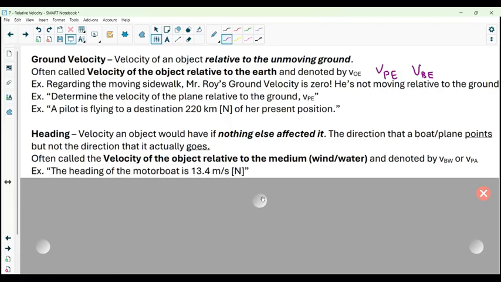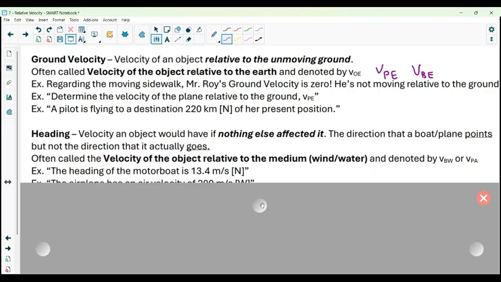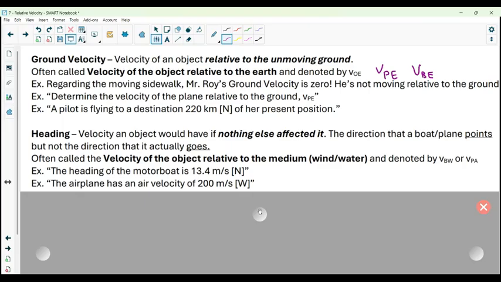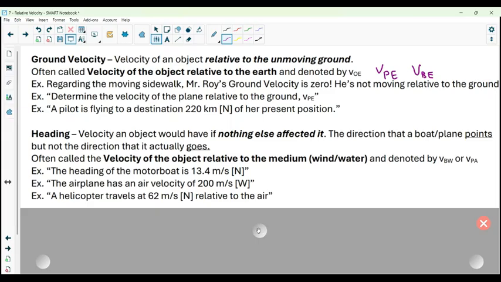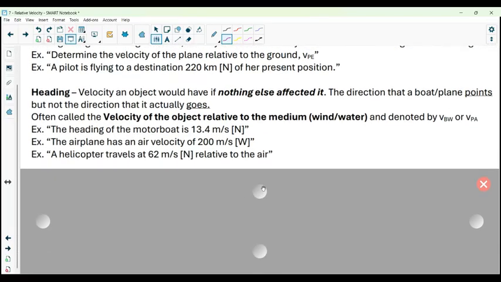Your book might say the heading of the motorboat is 13.4 meters per second north. It might say the airplane has an air velocity of 200 meters per second west. You'll see this one in your textbook as well: air velocity would mean its velocity relative to the air. It could say a helicopter travels at 62 meters per second north relative to the air. These would all indicate heading. I find personally this is the hardest one to decode from a question. When you're looking at a question to figure out which one is the heading, I find it the most difficult.